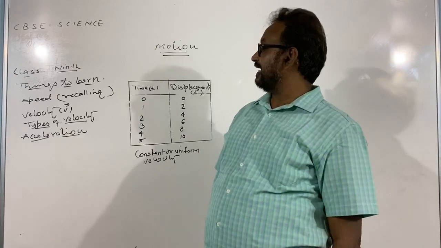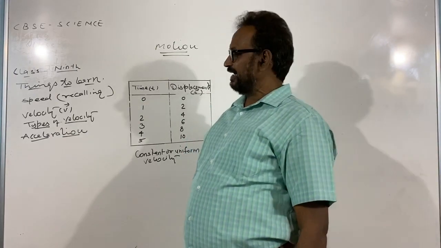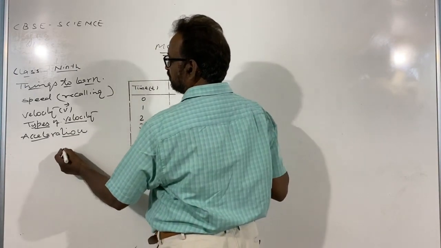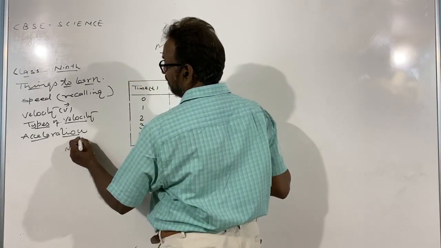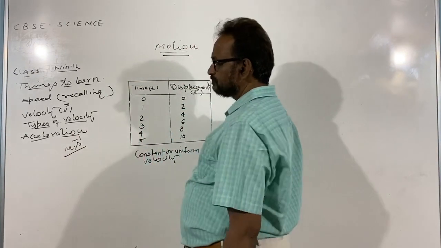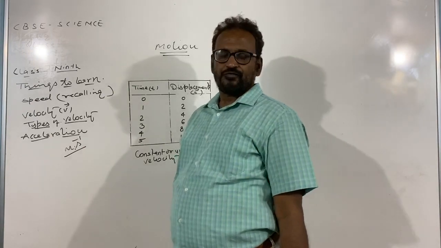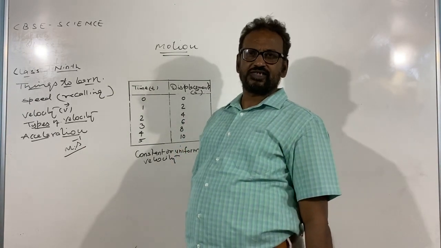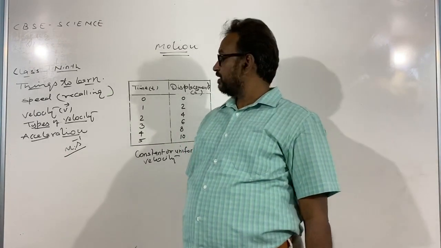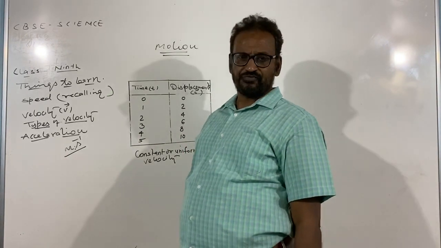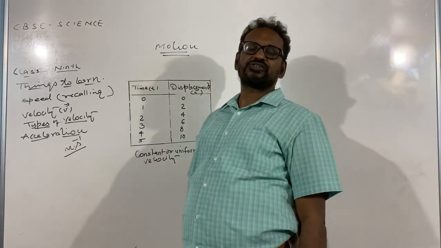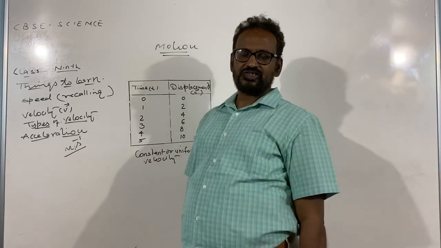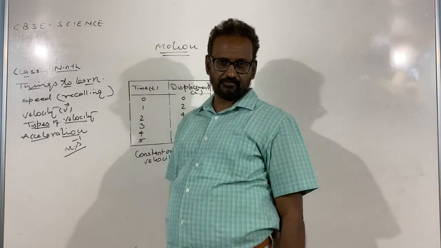It is a scalar quantity and SI unit of the speed is meter per second. When a body covers equal distance in equal interval of time, its speed is said to be uniform and the motion of the body is said to be uniform motion.